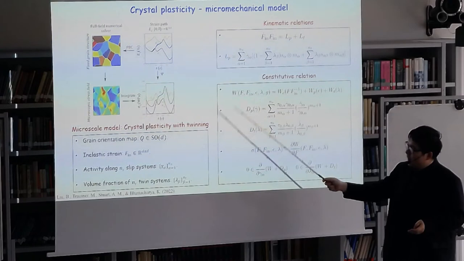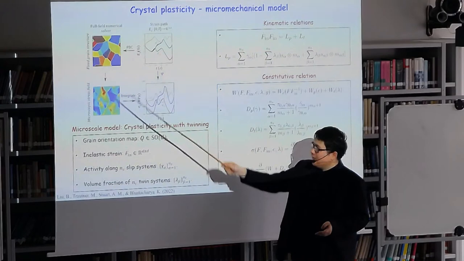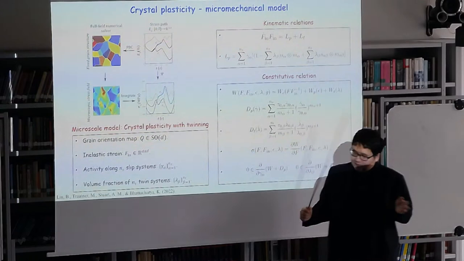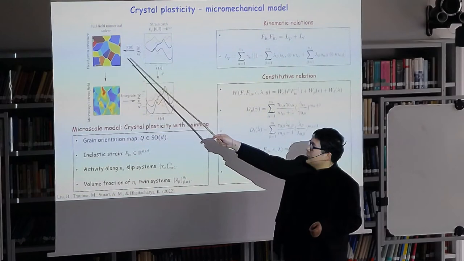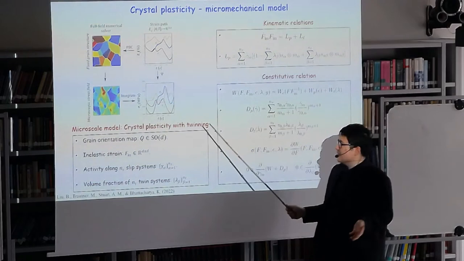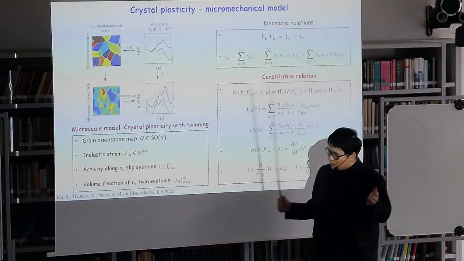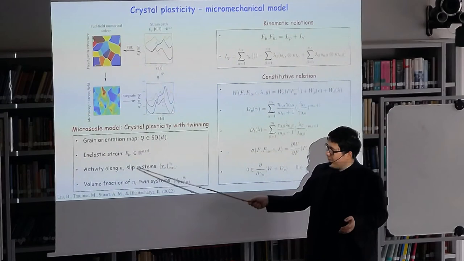And micromechanically, we need four sets of internal variables at each micromechanical point to represent the history. Those internal variables include the grain orientation, basically how each grain is oriented, and we need inelastic strains, because this model considers both plasticity and something called twinning, another thing that you can find in the grains of metals. And then you have something to record the amount of plasticity that happens. We call it slip systems.